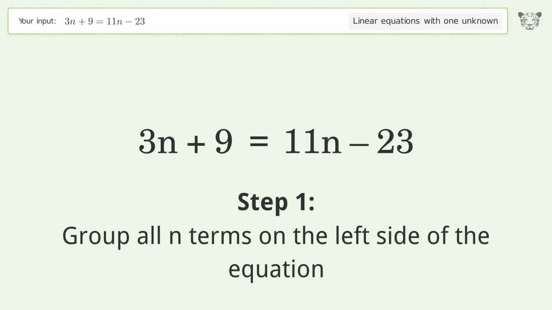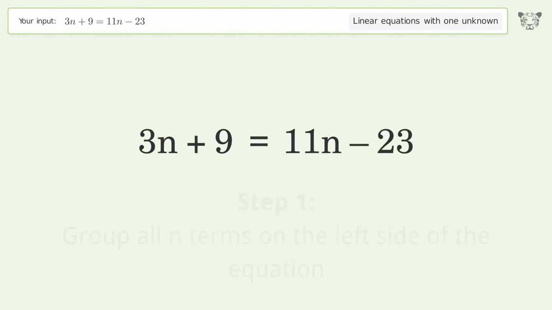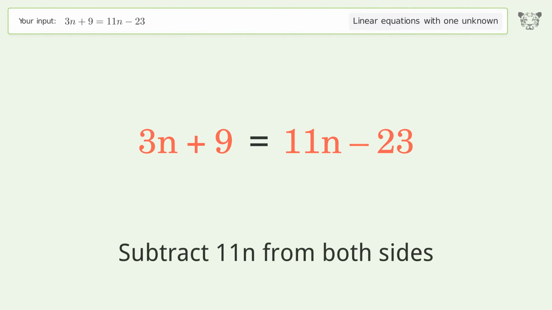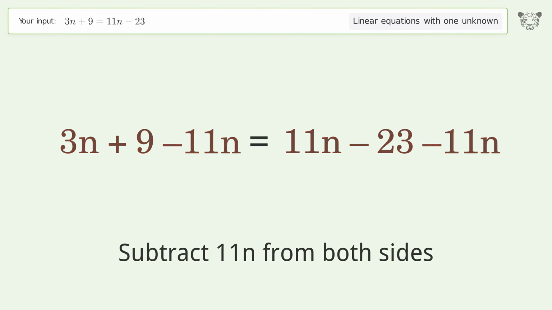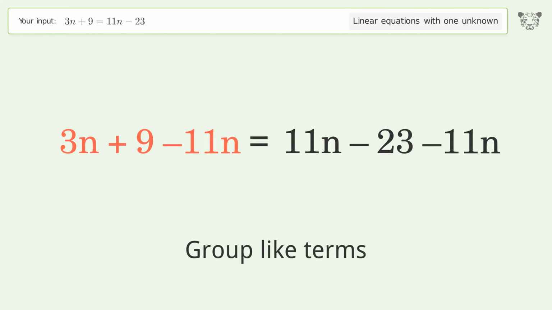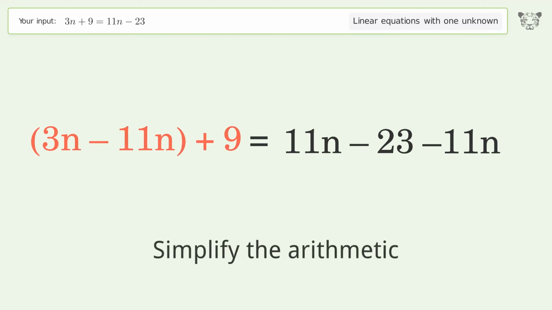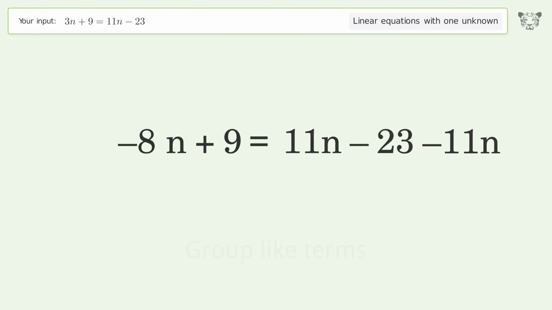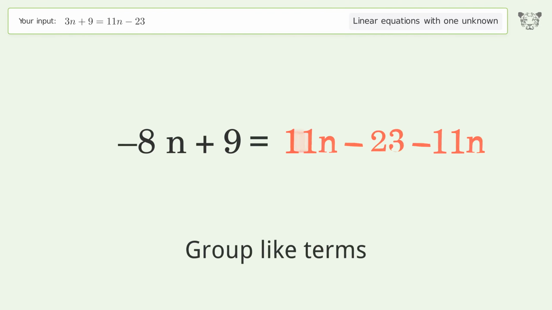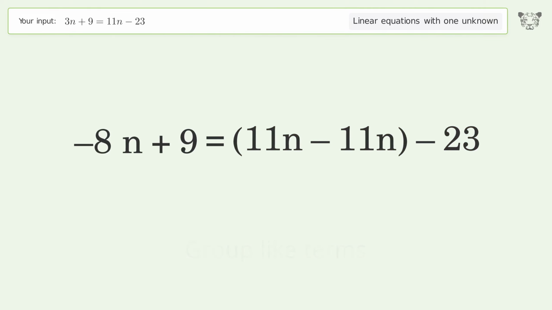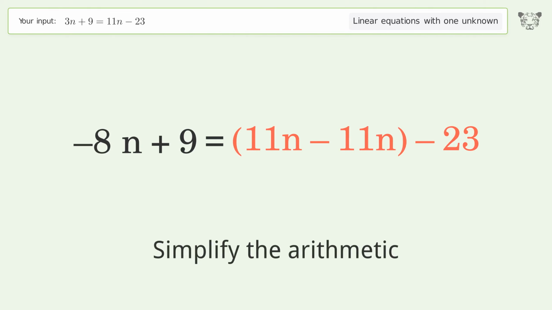Group all n terms on the left side of the equation. Subtract 11n from both sides. Group like terms. Simplify the arithmetic. Group like terms. Simplify the arithmetic.